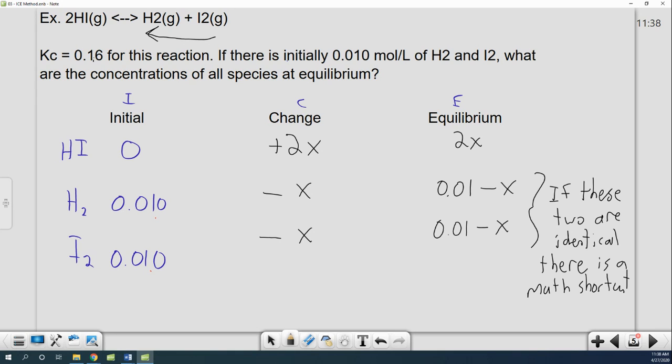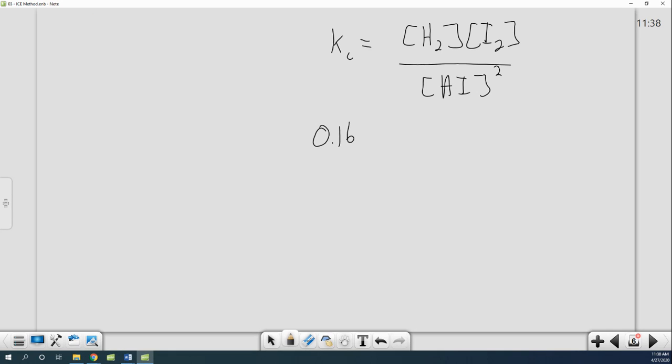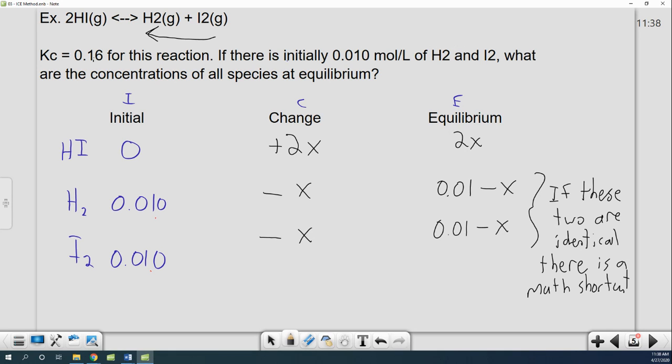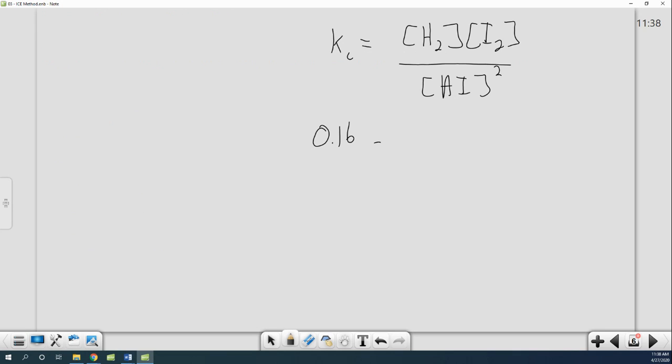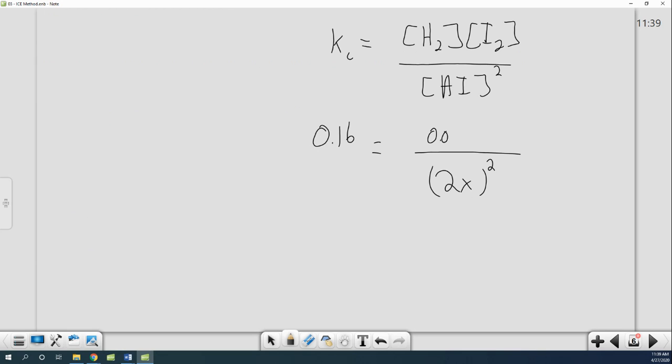So, products over reactants, H2 and I2. There's my products. Over reactants was HI. And of course, HI is squared. All right, so let's punch in what we know. Well, I know Kc. It's 0.16, right? They told me that in the question. It's right over here, top corner. I know my equilibrium for HI is going to be 2x. So I'm going to have 2x squared. And I know H2 and I2 are both 0.01 minus x.